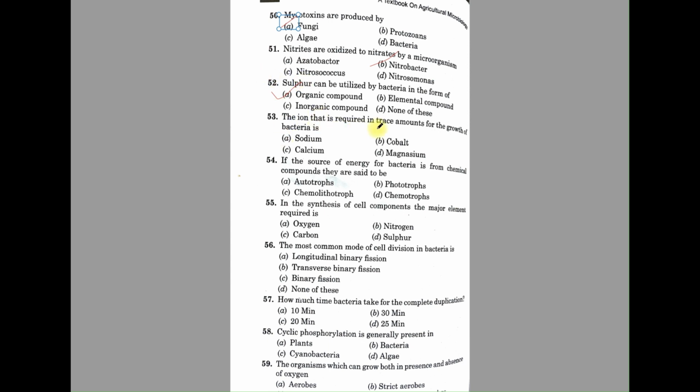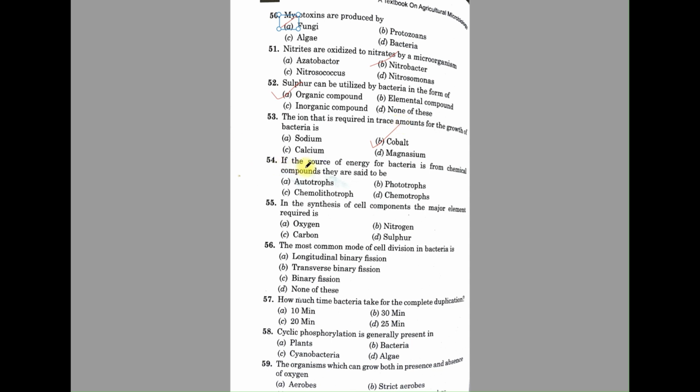The ion that is required in trace amounts for the growth of bacteria is A. Sodium, B. Cobalt, C. Calcium, and D. Magnesium. Now the ions which are required in very trace amounts, that means a very small quantity, and are also required for growth, are called micronutrients. So here B. Cobalt is a micronutrient. In addition to cobalt, copper, molybdenum, and manganese are also micronutrients.